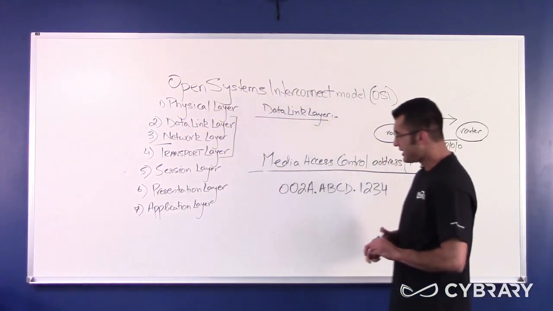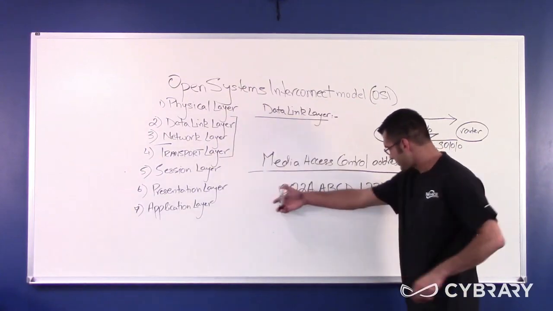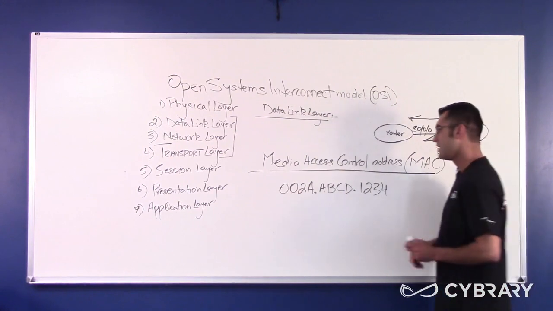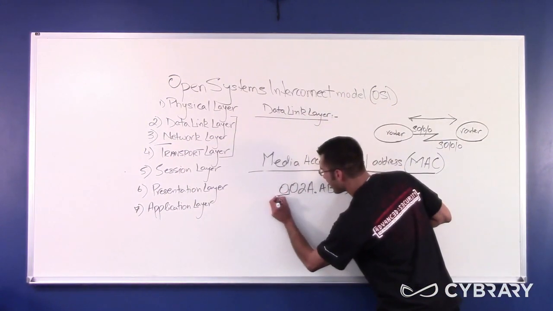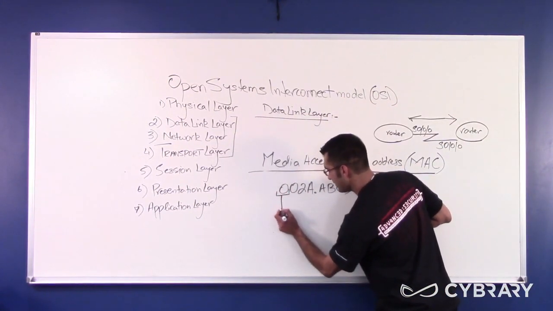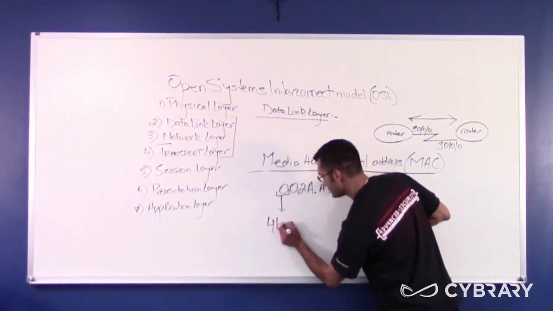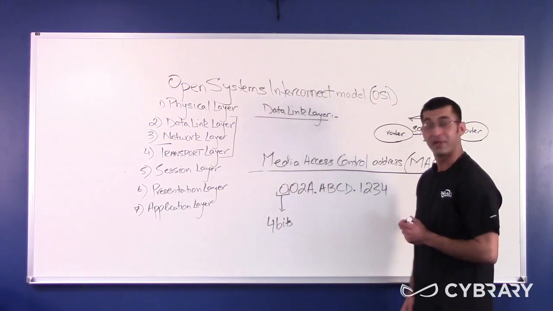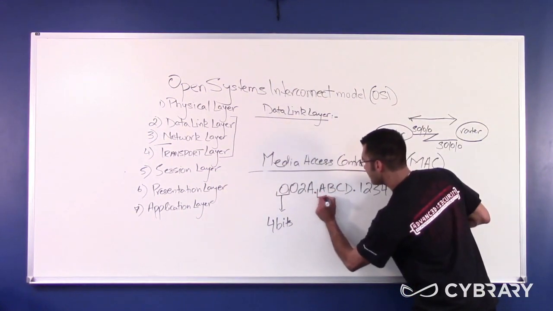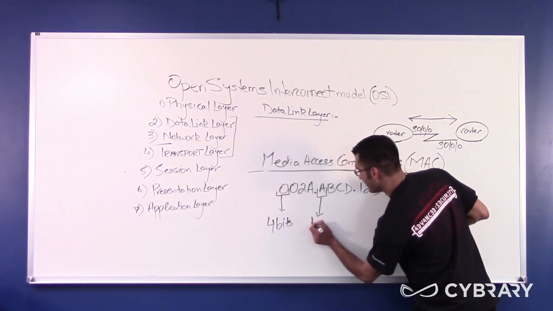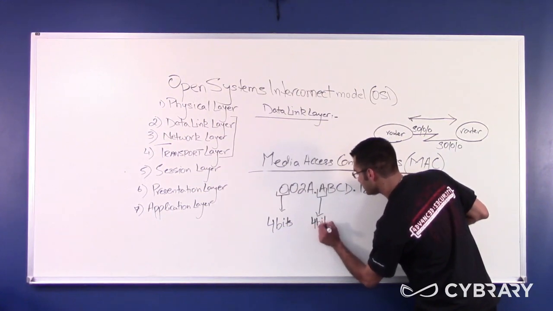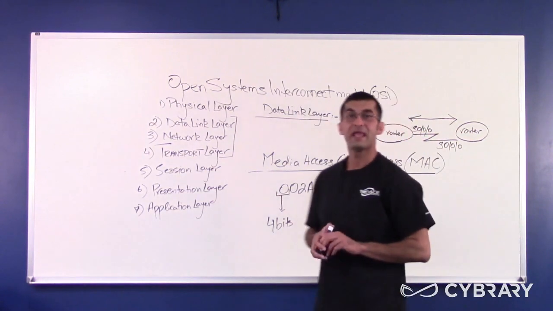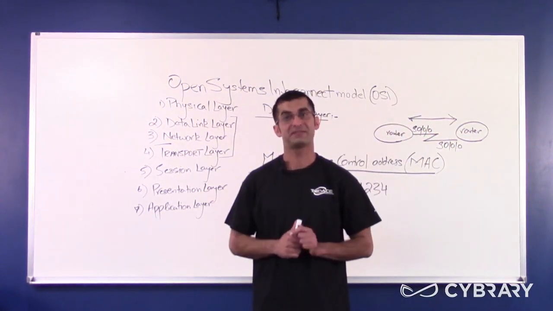Now, how does this number or this MAC address equate to 48 bits? Each one of these hex characters is 4 bits. So the 0 is actually representing 4 bits. The A is actually representing 4 bits. Now, as I said, A actually means 10 in hexadecimal.